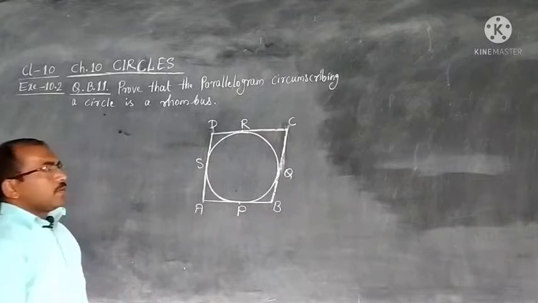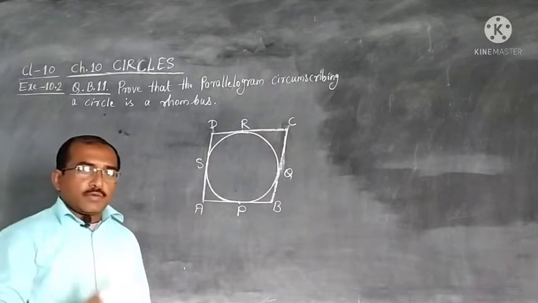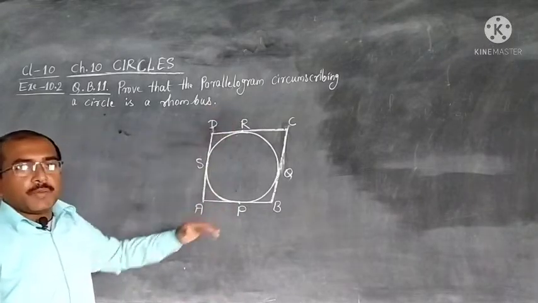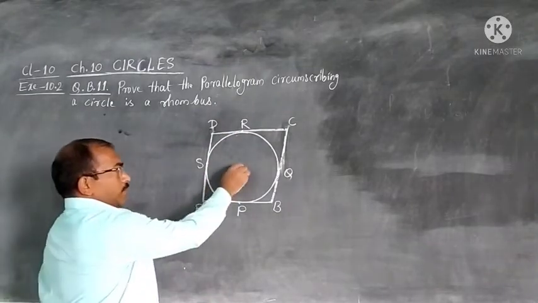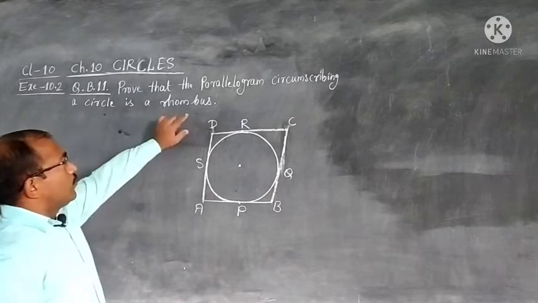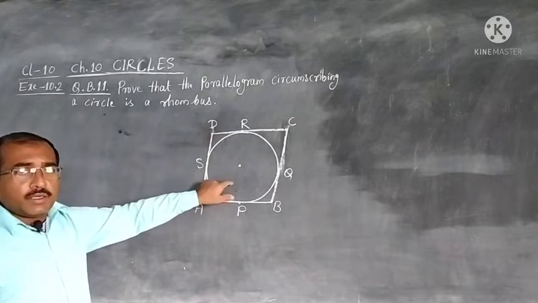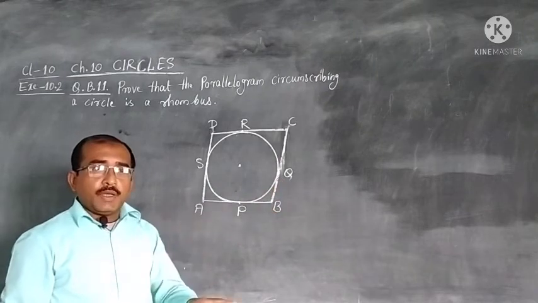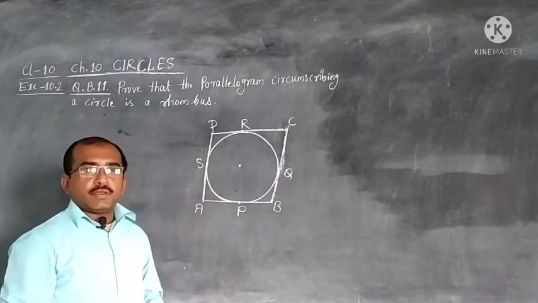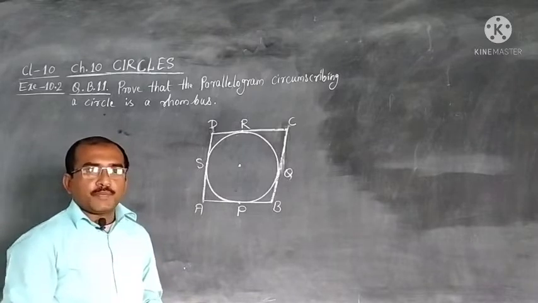Now let us remind ourselves, a parallelogram is a quadrilateral whose opposite sides are parallel and equal, we know. And here we have to prove that if the circle is touching the four sides of a parallelogram, then that will not be just a parallelogram, it will be a rhombus. So how shall we prove it?